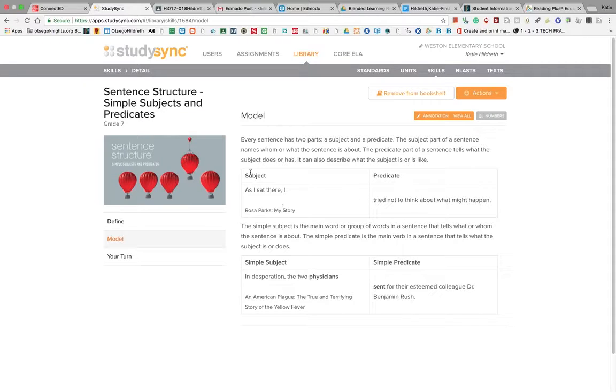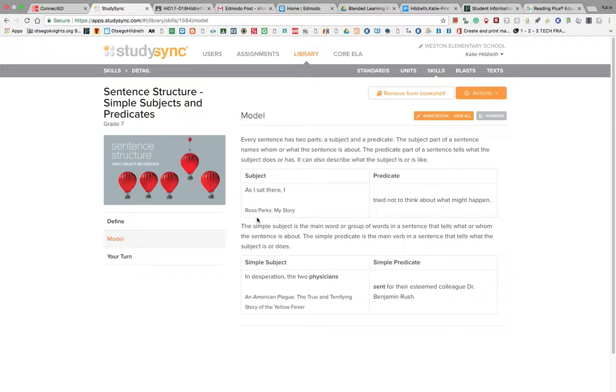So with saying that, if you look in our box, we have as I sat there. This is like an introductory clause or a positive. And then we have our comma, and then our actual subject is I. And if you remember, I is a noun or pronoun. It's a pronoun. It's taken the place of a noun. And our predicate is a short phrase, and it starts with a verb. So try not to think about what might happen. Okay? Tried is what I's doing. It's our verb of the sentence.